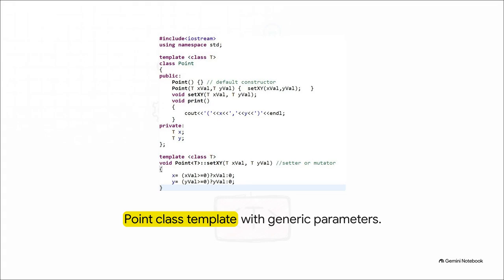Let's look at a really clear example with this Point class. Say we want a class to represent an XY coordinate on a graph. Instead of locking ourselves into whole numbers or decimals right now, we just use our generic template type T. So both our private x and y properties are defined as type T. And notice how we define member functions outside the class too, like that setXY function? It gets its very own template header and uses T for the incoming values.